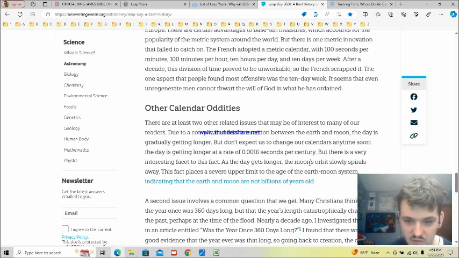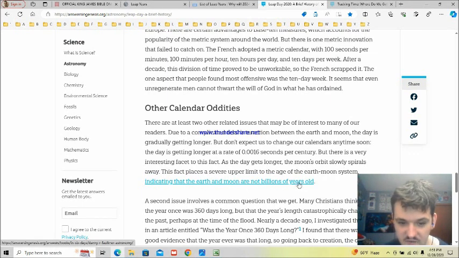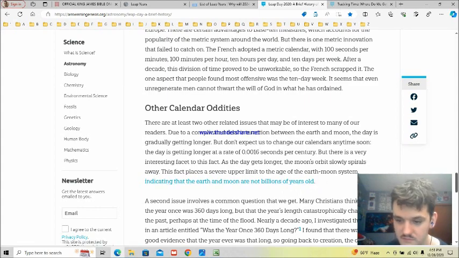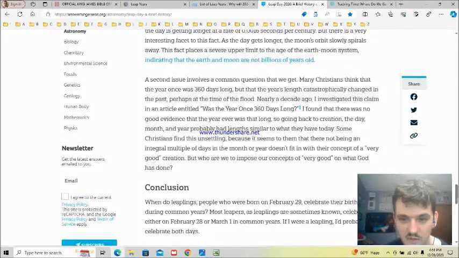But this is very interesting: as the day gets longer, the moon's orbit slowly spirals away. This fact places a limit on the age of the Earth-Moon system, indicating that the Earth and Moon are not billions of years old. And the second issue is the common question we get.